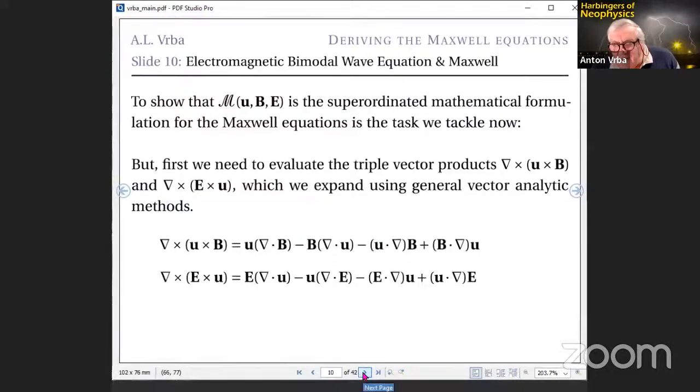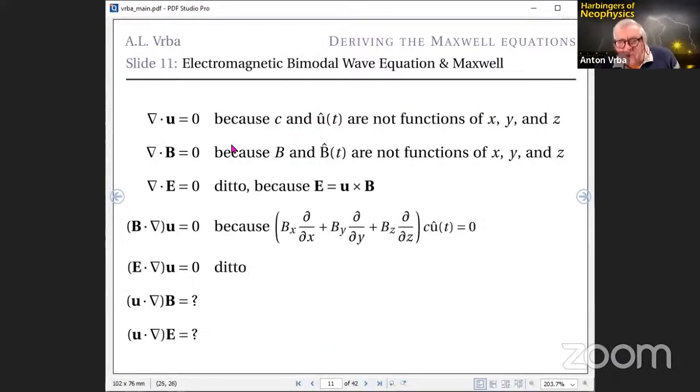Now, what do these evaluate to? Very simple. Most of these terms are all zero because the gradient of u, the gradient being the partial derivative of x, a partial derivative of y, and partial derivative of z, with the dot product of u. And because u is only a function of time, it is zero. So basically, all of these are zero. I have the same here.